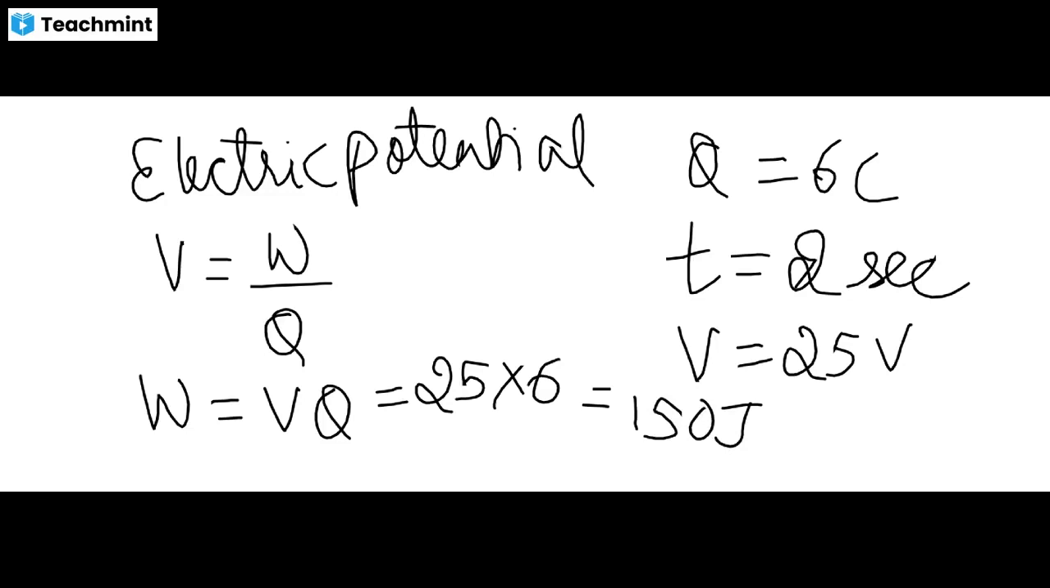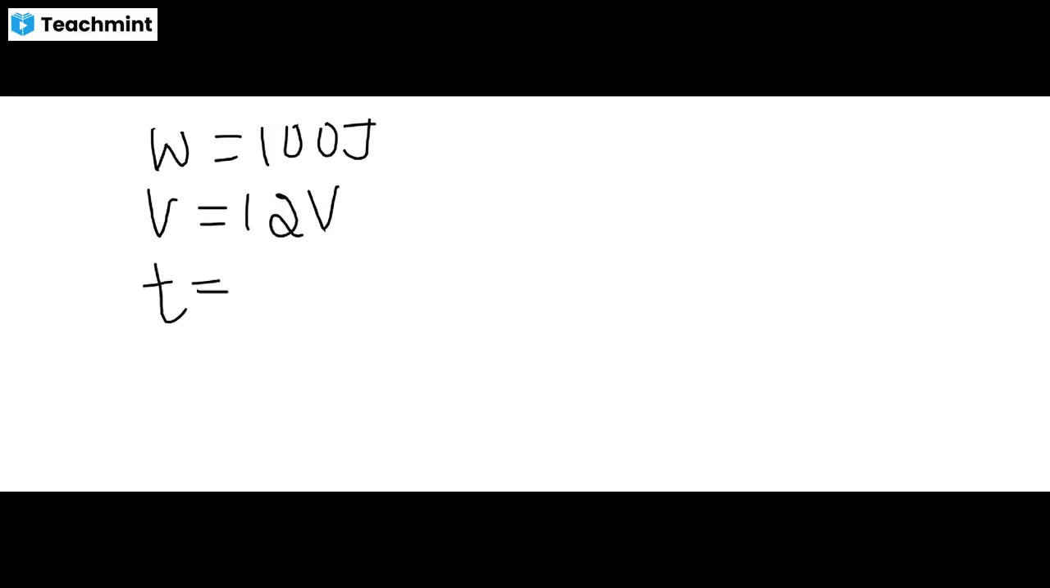Okay, then next question. In an electric circuit, work done of 100 joules is required to maintain a potential difference of 12 volt for 5 seconds. Calculate the current flowing through the conductor. You should calculate I. Work done is given 100 joules, potential difference is 12 volt, time is 5 seconds, and calculate I.